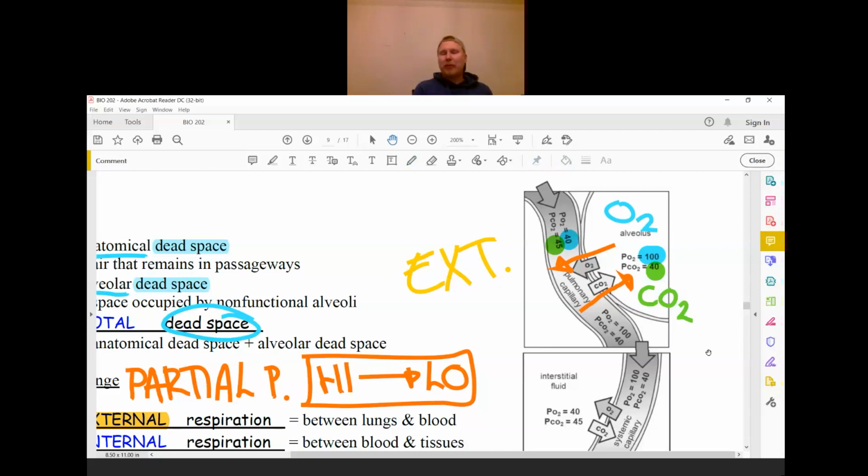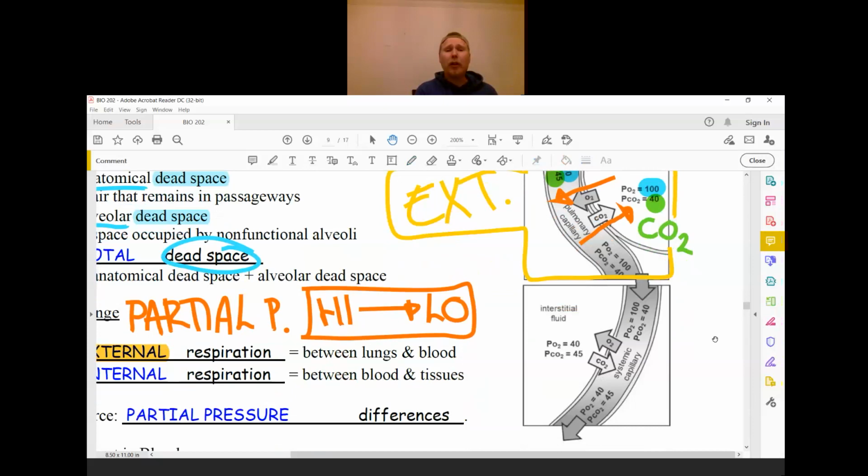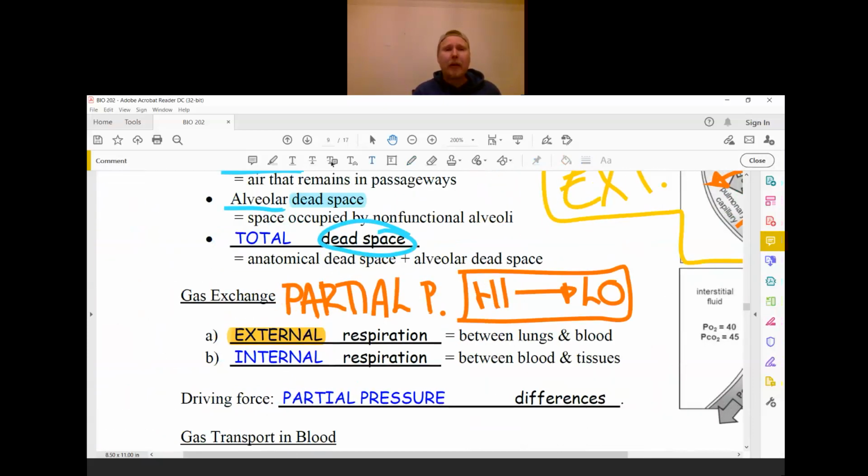That's our external respiration. Kind of a nice explanation of what happens there as a reminder, but also adding in a little bit more information about the concept of the partial pressures. Let's have a look next at the concept of internal respiration, and we're going to look at the movement of these same gases on the basis of the partial pressure difference.